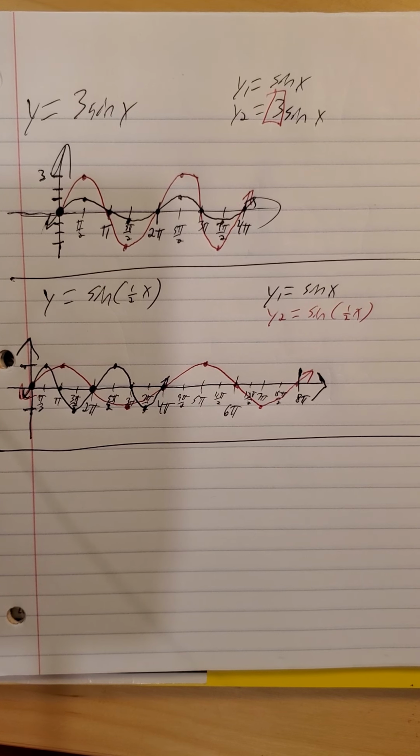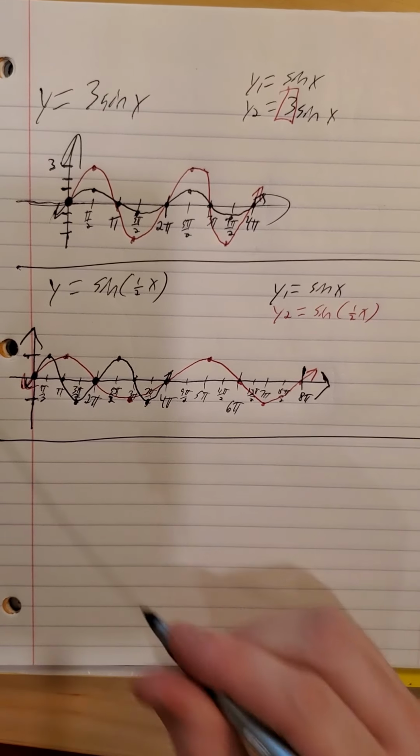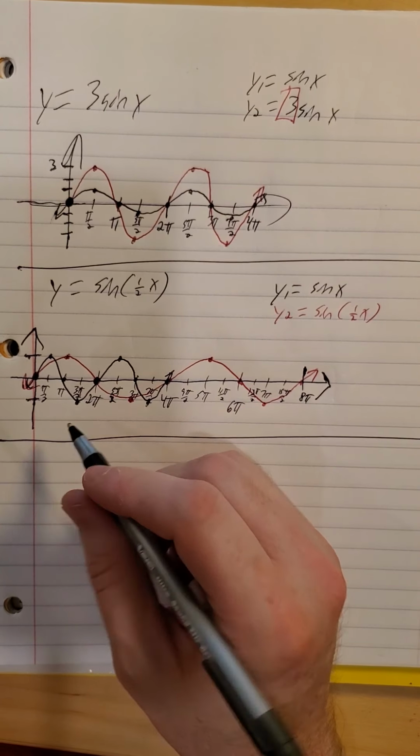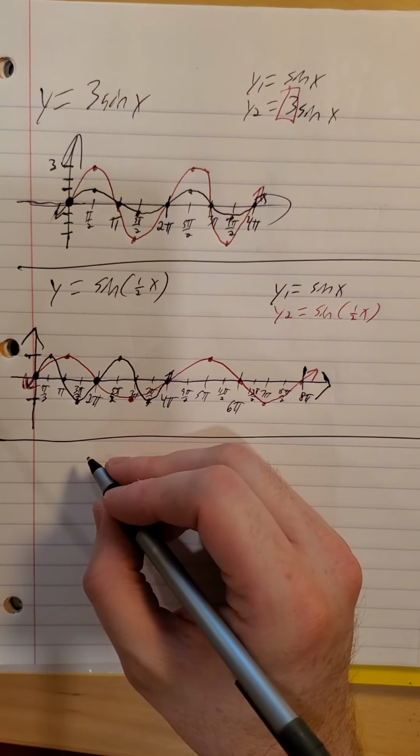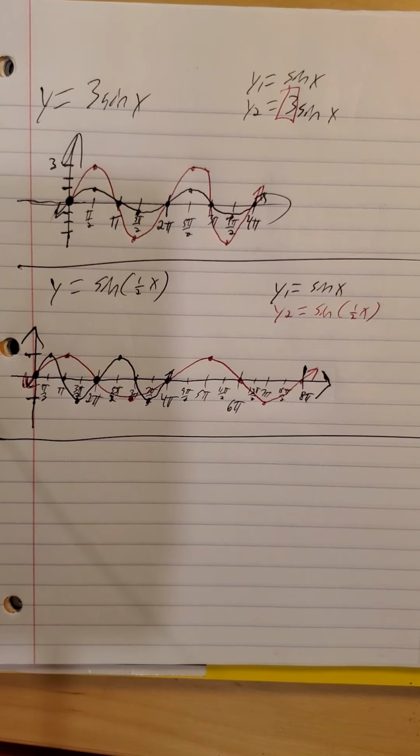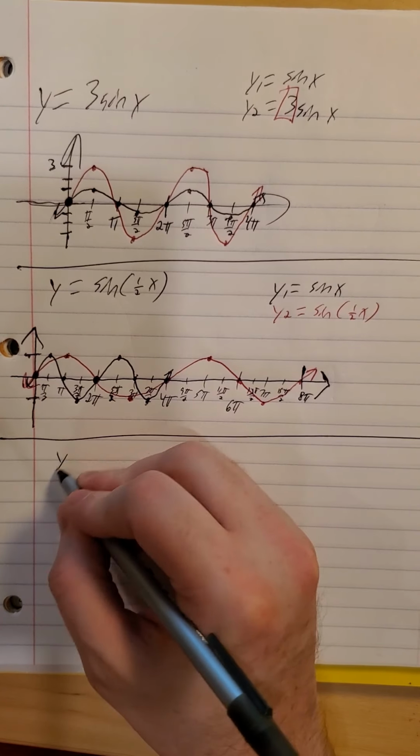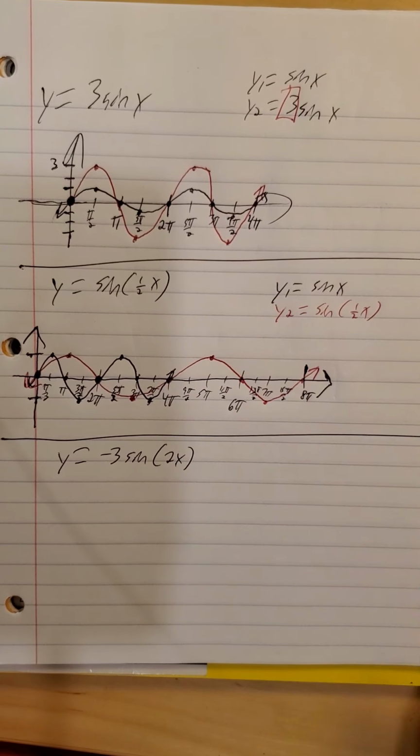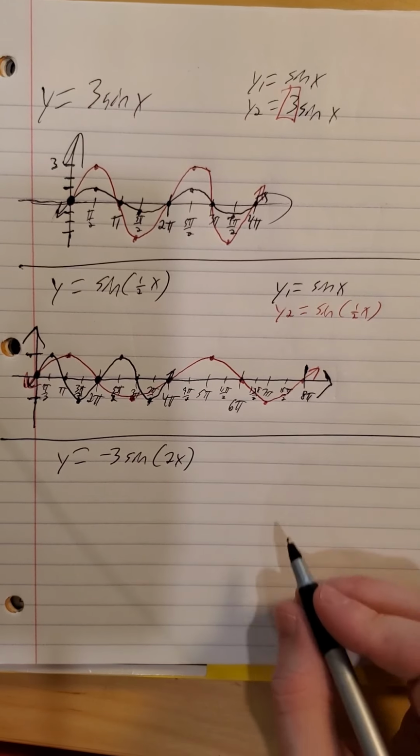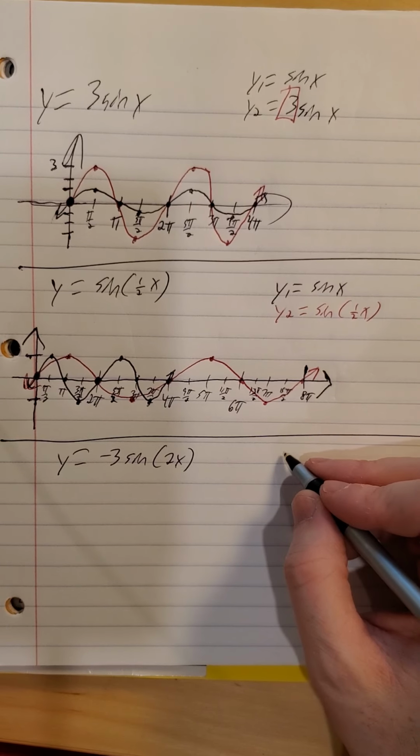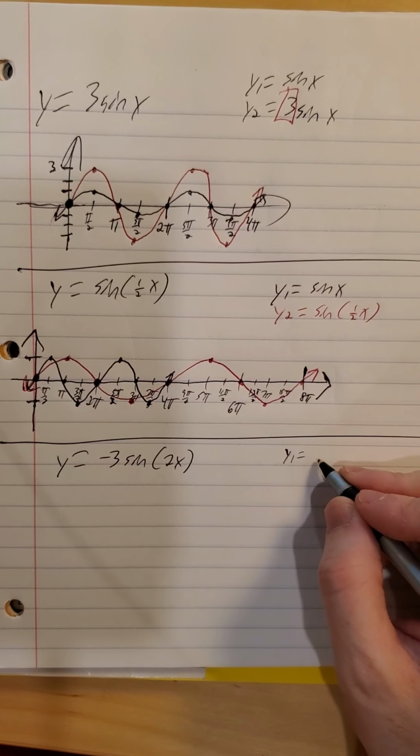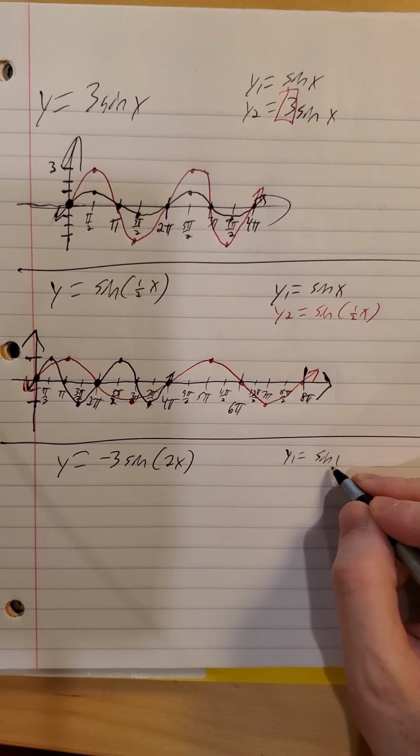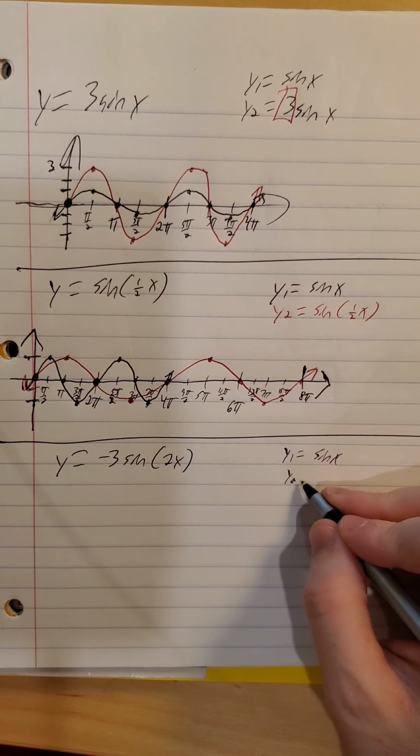So all of those things that you used to do back in your college algebra days, we're still doing them with the sines and cosines. We'll do maybe one more of these. We'll do y is -3 sine of 2x. So let me set this up, and I'll ask you to pause the video and try it out.